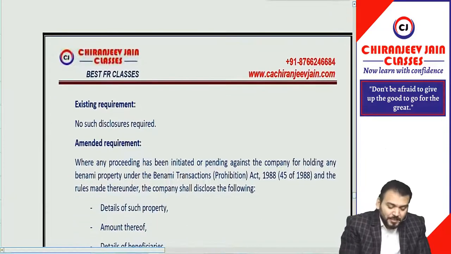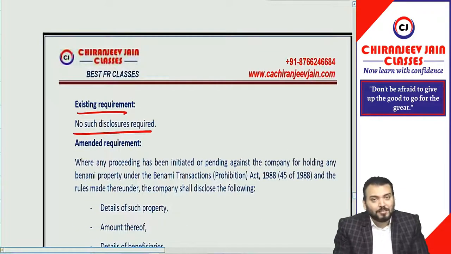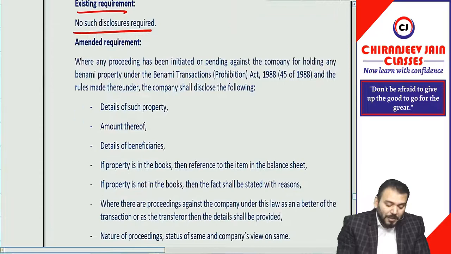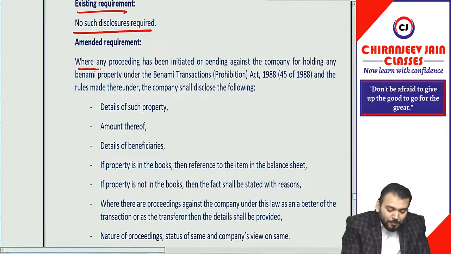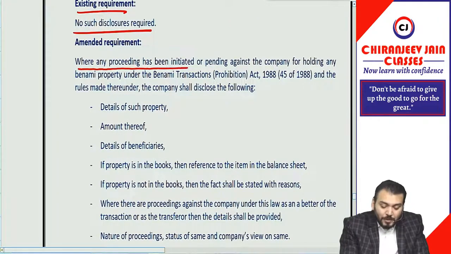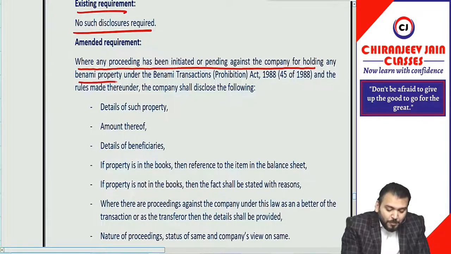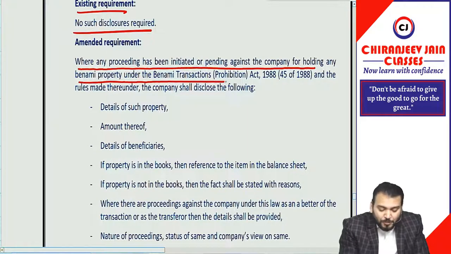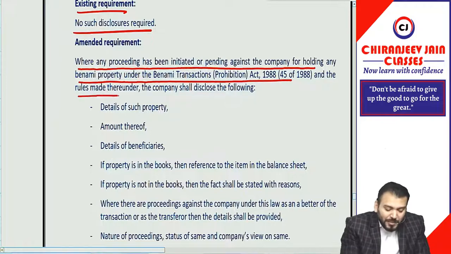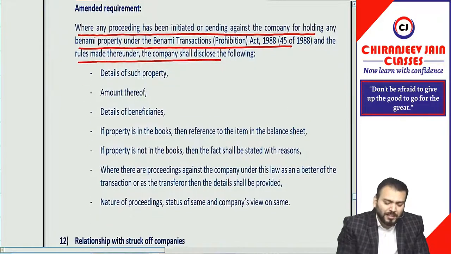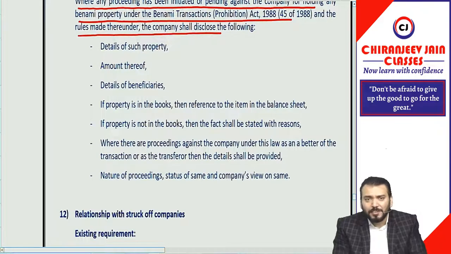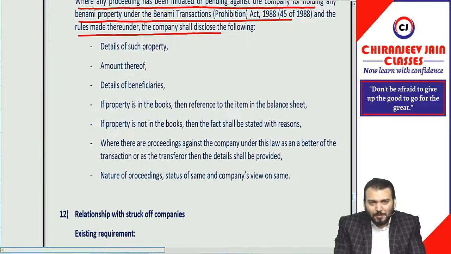Previously there was no disclosure required for Benami property held. But now, when any proceeding has been initiated or is pending against the company for holding any Benami property under the Benami Transaction Provision Act and the rules made thereunder, the company shall disclose the following. However, I don't know whether this is important from the examination point of view, because this type of information might not be given in the examination question, correct?